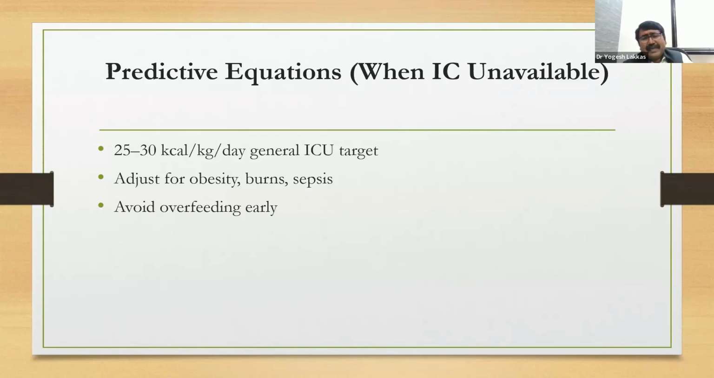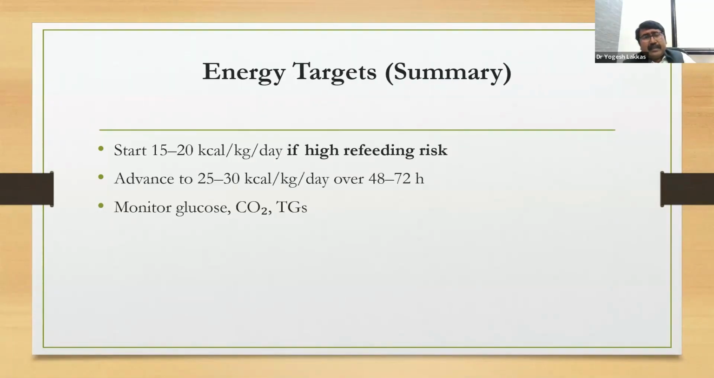We have seen the nutrition assessment part, and now we will see various principles. Then energy targets: start with hypocaloric feeding, like 15 to 20 kilocalories per kg per day, if there is a high risk of refeeding syndrome; you can follow the NICE guidelines. When BMI is really low, like less than 18, then definitely you will be going slow. Then advance to 25 to 30 kilocalories per kg per day over 48 to 72 hours.